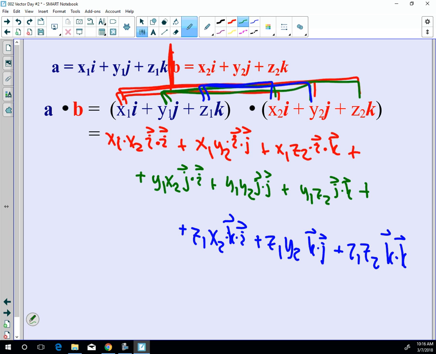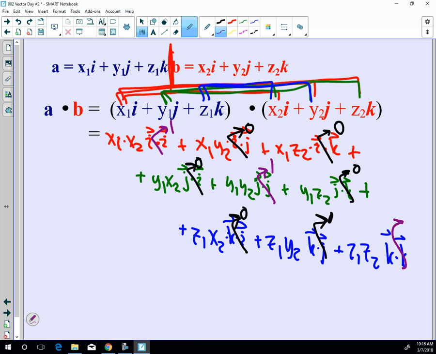So which ones are going to be 0? Will j dot i be 0? Or i dot j? Cosine of 90 is 0. Cosine of 90 is 0, for all of these. The cosine of 0, i dot i, is just going to be what? Cosine 1, and j dot j and k dot k.